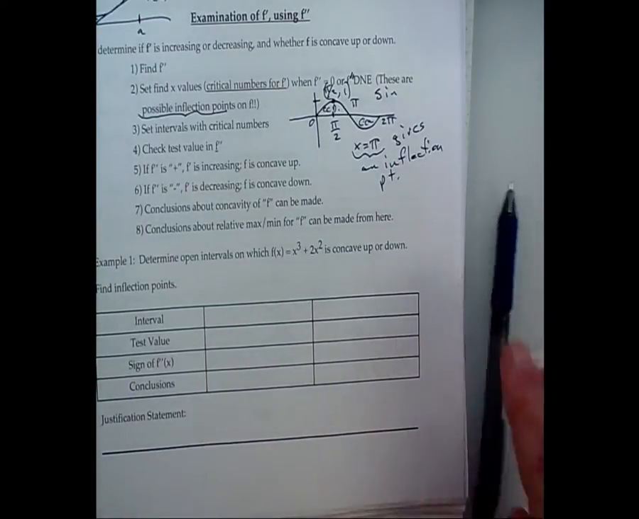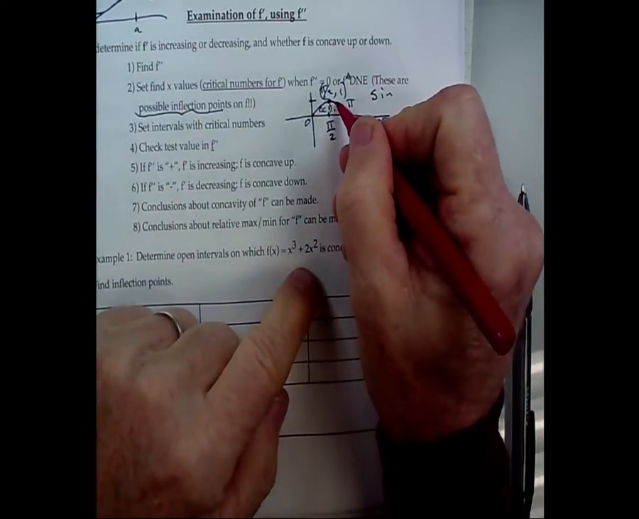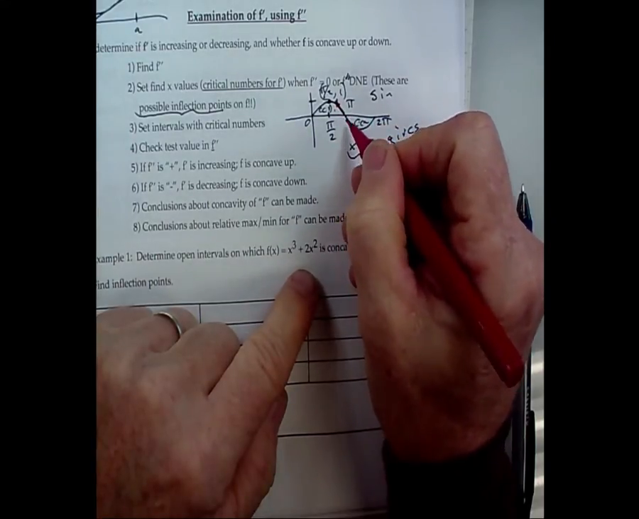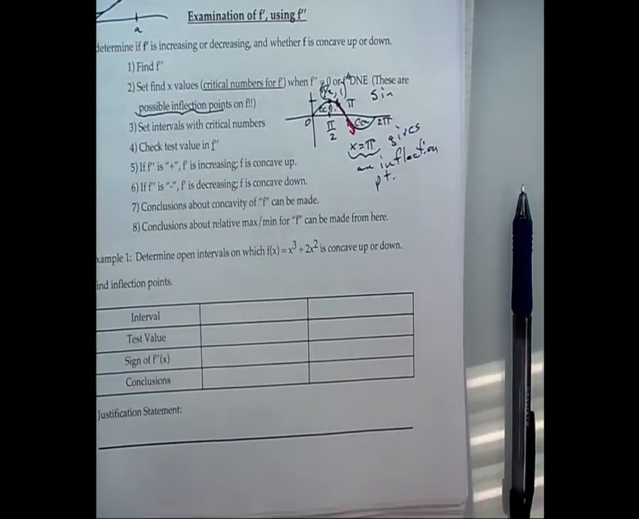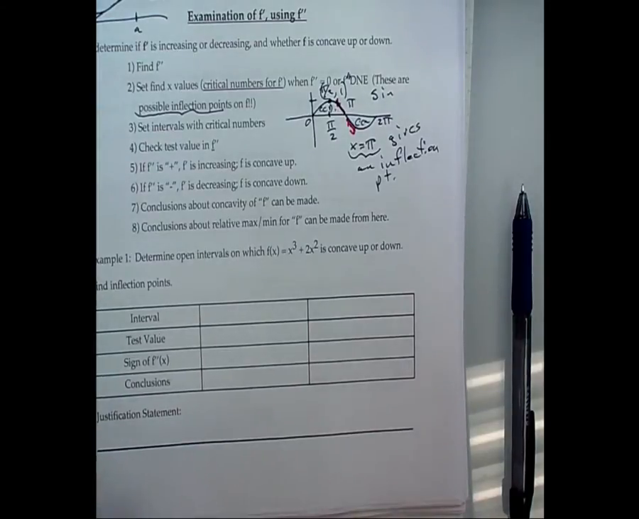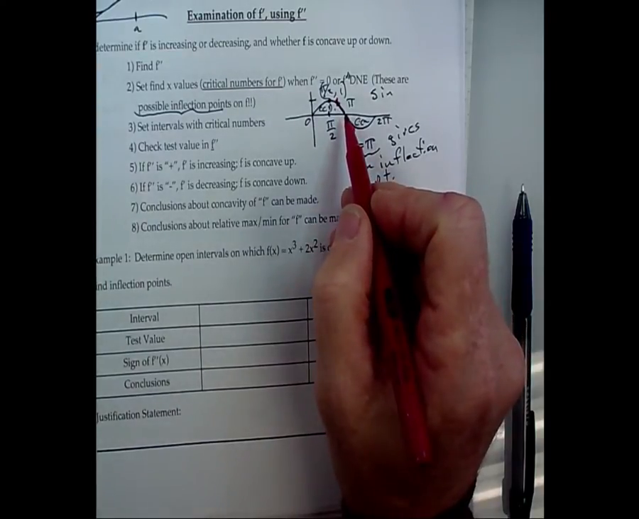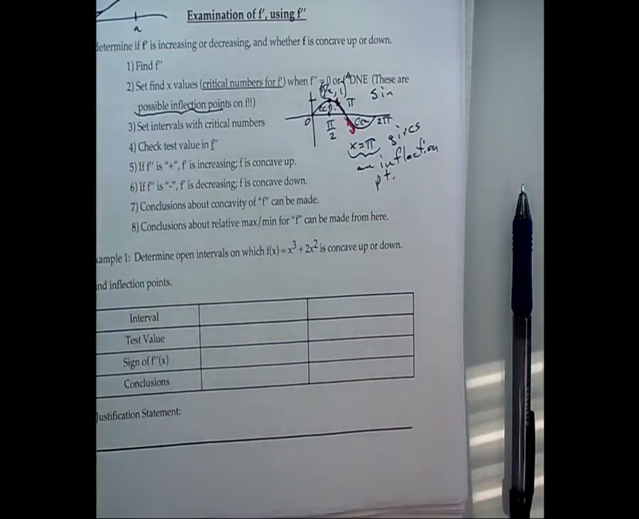So in other words, there's a tangent line right here. And then all of a sudden it switches to this side, doesn't it? Right? It goes from being above to being below at that point of inflection. All right?